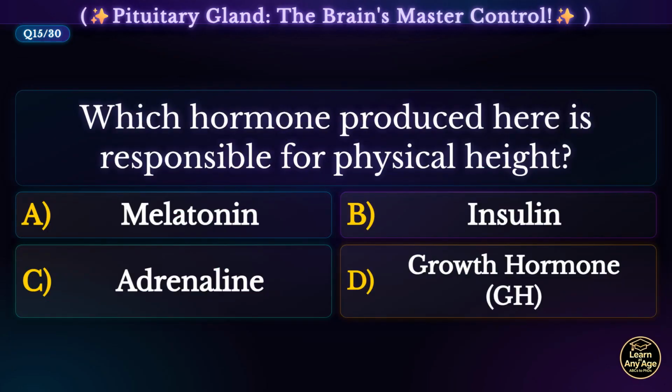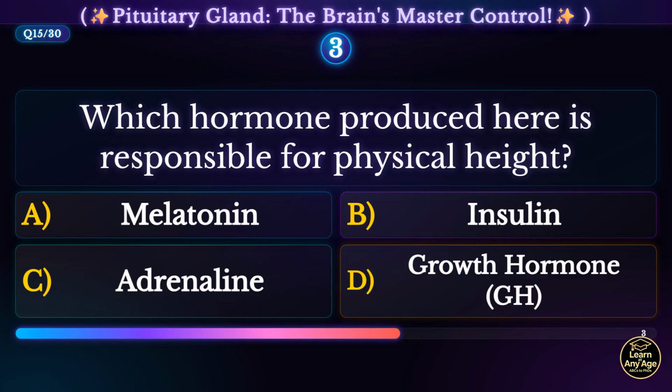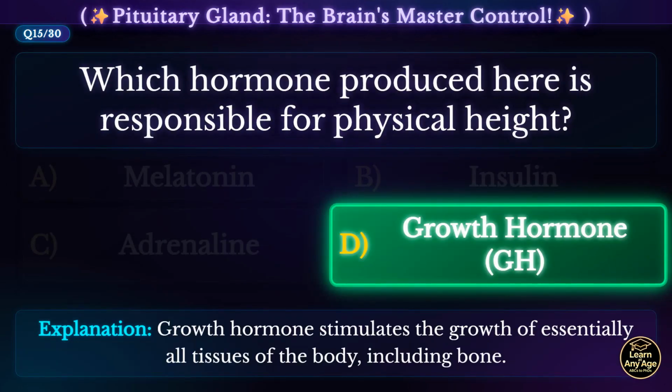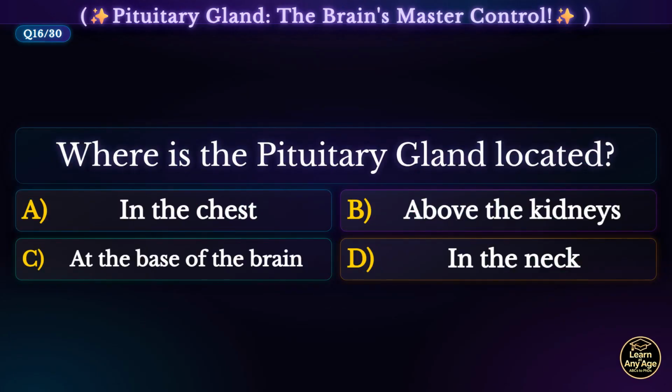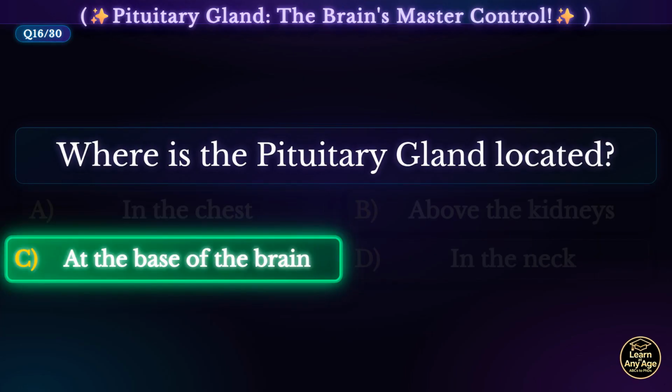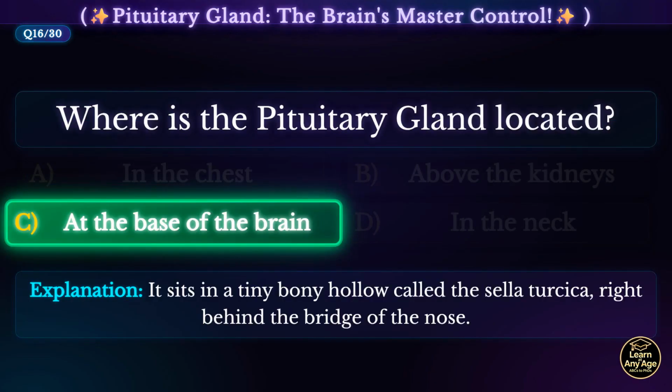Which hormone produced here is responsible for physical height? Growth hormone, GH. Growth hormone stimulates the growth of essentially all tissues of the body, including bone. Where is the pituitary gland located? At the base of the brain. It sits in a tiny bony hollow called the sella turcica, right behind the bridge of the nose.